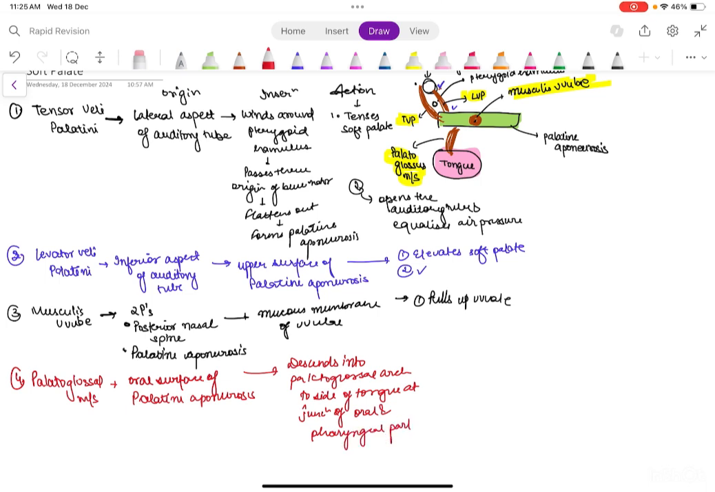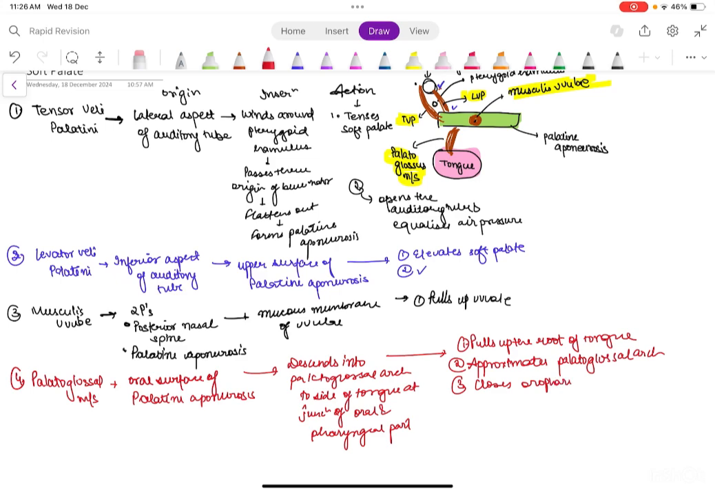All right, now in the function, it basically has three functions. First, it pulls up the root of the tongue. Second, it approximates the palatoglossal arch. Third, it closes the oropharyngeal isthmus.